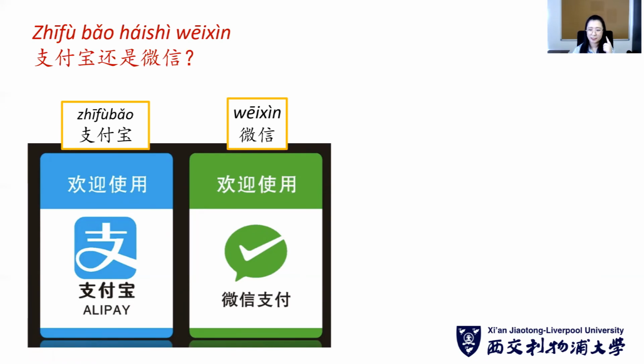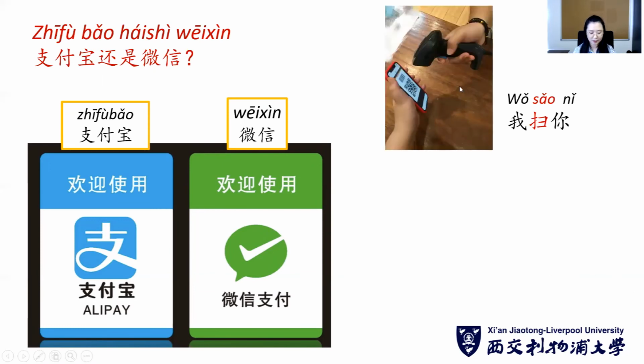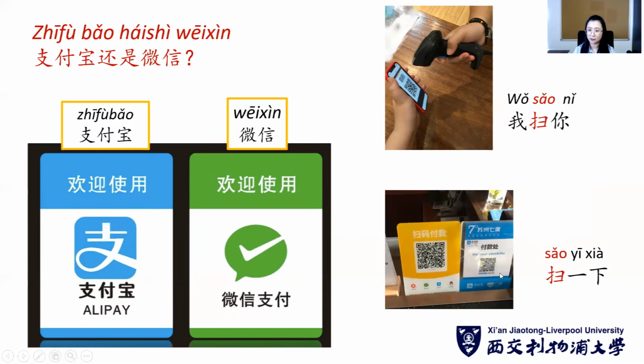If you hear the seller say 我扫你, which means you need to show the seller your QR code, prepare your QR code. But if you hear the sentence 扫一下, then just open your camera and find the QR code to scan it. Do you know how to pay the bill with Alipay and WeChat Pay now? Okay, very good. I believe you can do that.